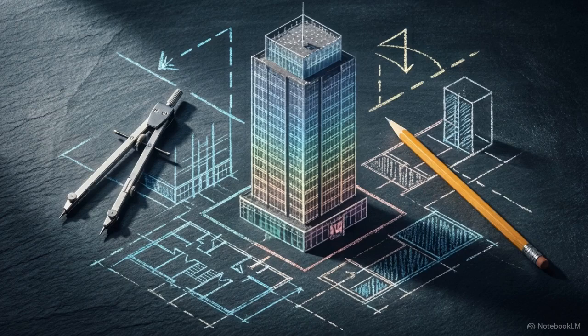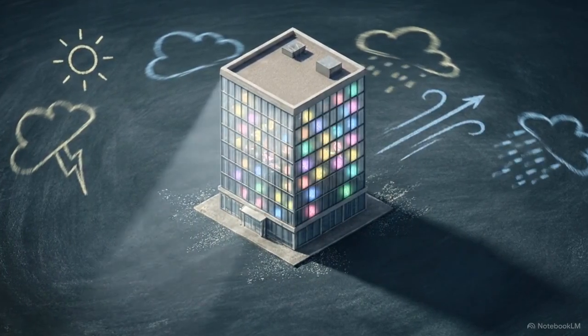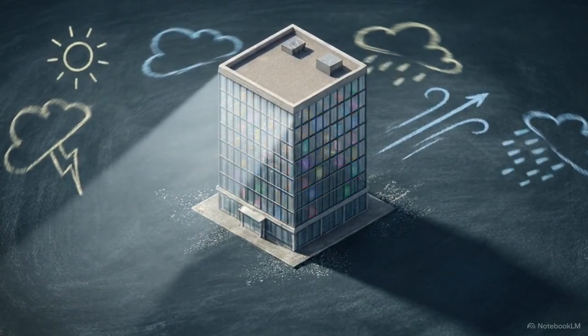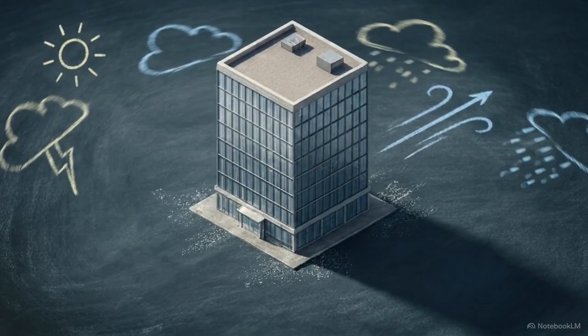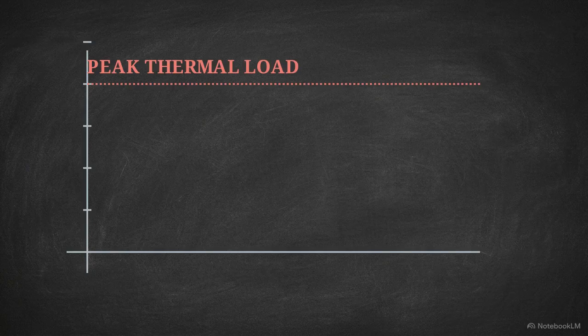Engineering a building starts with static lines on a blueprint, but the reality of operating it is continuous and chaotic. Shadows sweep across facades, occupancy fluctuates, and weather changes by the minute. Sizing HVAC equipment is a discrete mathematical task.